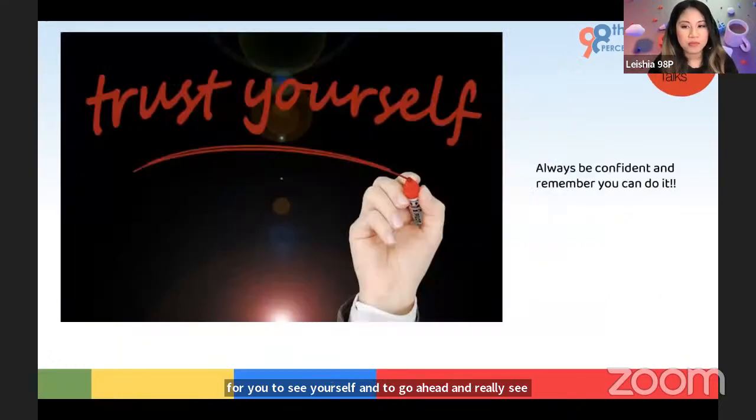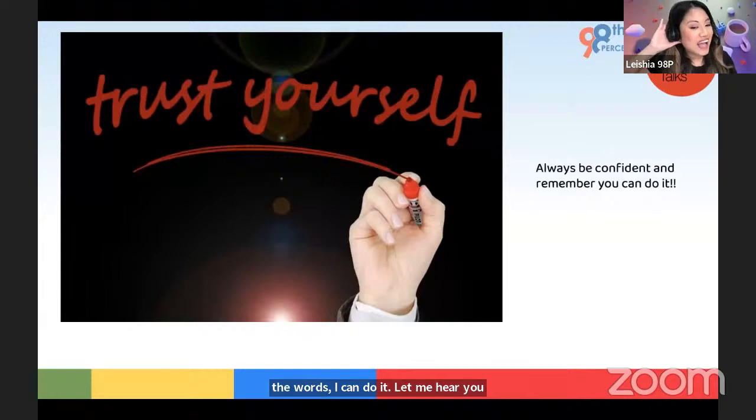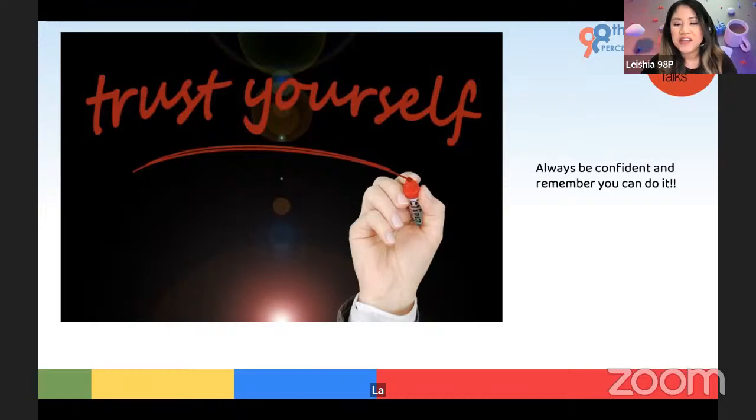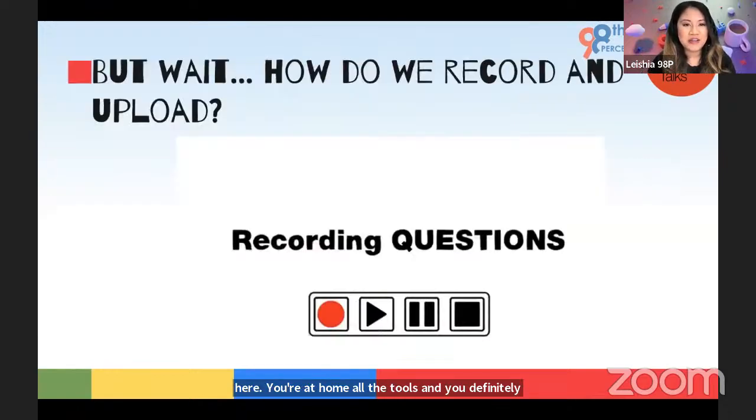Lastly, you want to trust yourself. You want to be confident and always remember that you can do it. So together, class, can we please say loud and clear the words, I can do it. Let me hear you. Loud and clear, I can do it. Yes, you can. You're already here. You already have all the tools, and you definitely can do it.